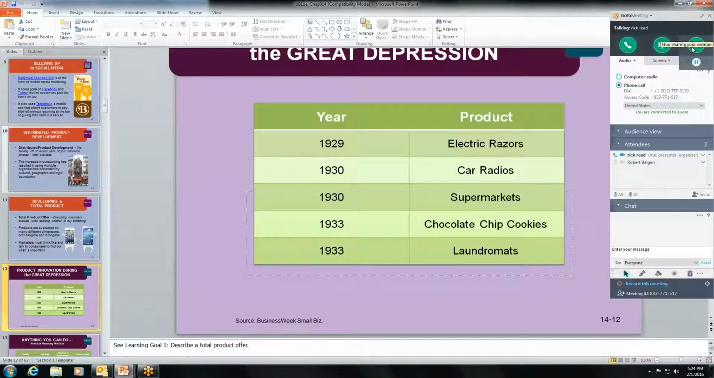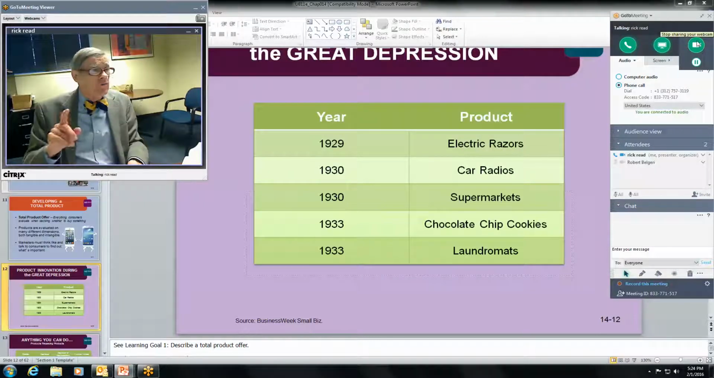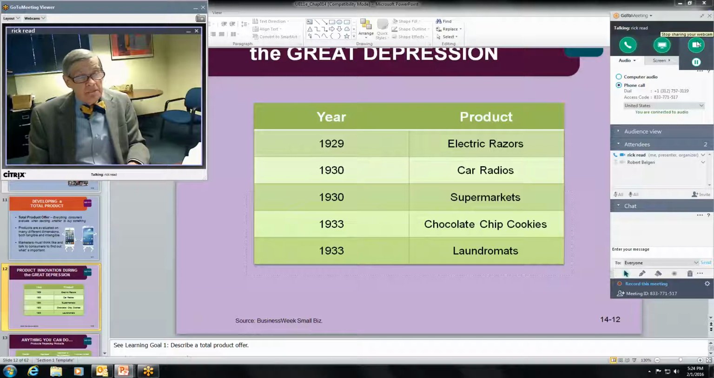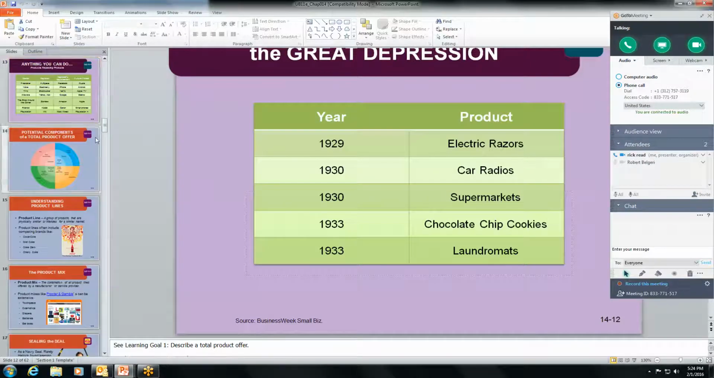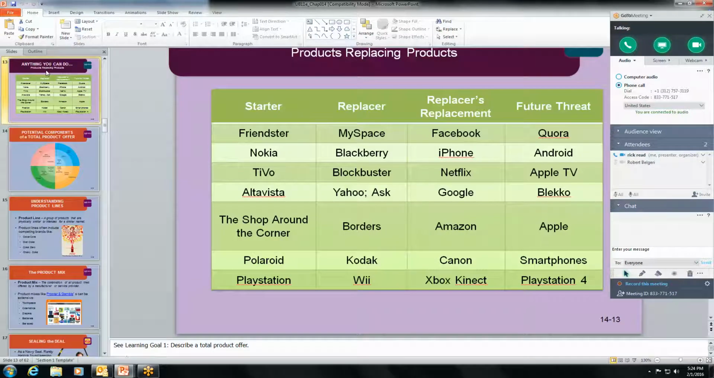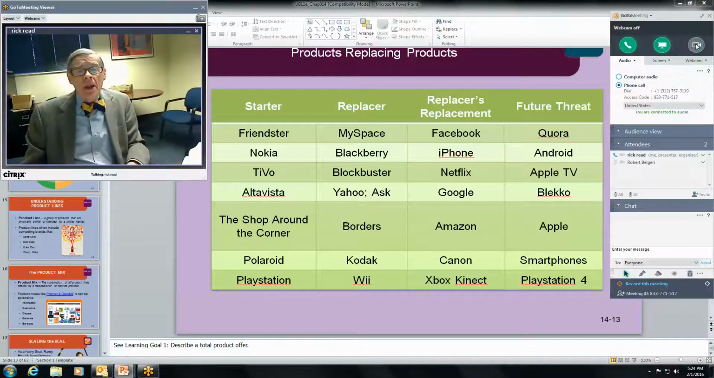This is just a slide that tells you that product innovation happens quite frequently during depressed times. It talks about different types of things that were developed for product that you would think that people in the Depression wouldn't have had a use for. Obviously, they did. Products replacing products. I'm not going to go into this too much. It's just a lot different than talking to us about things that are different.